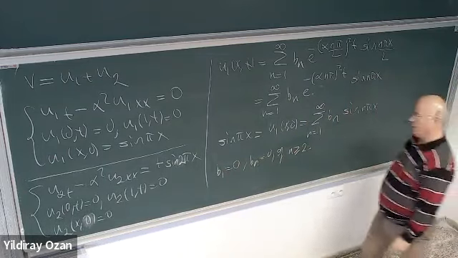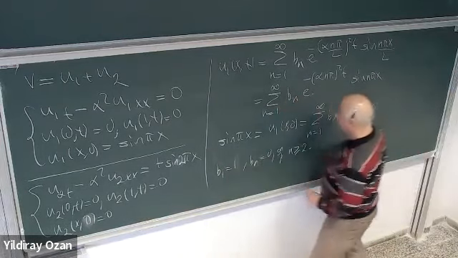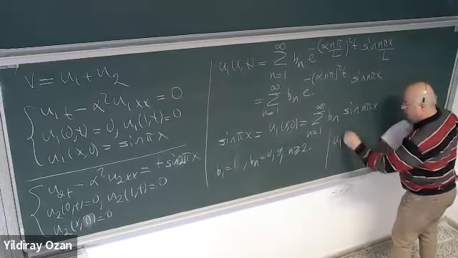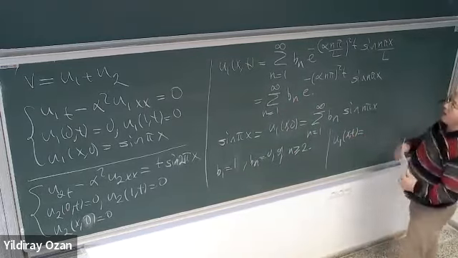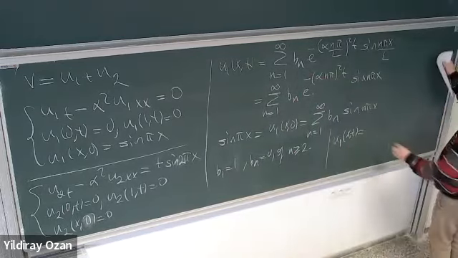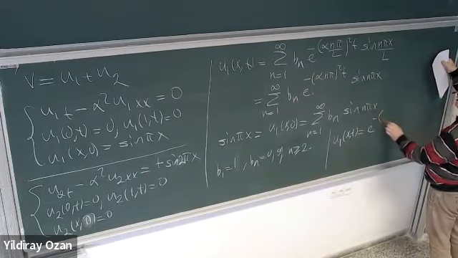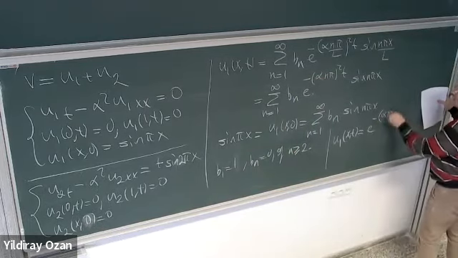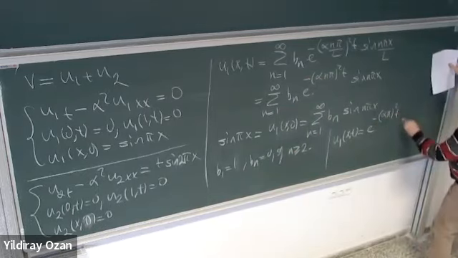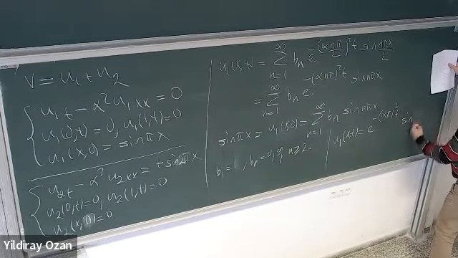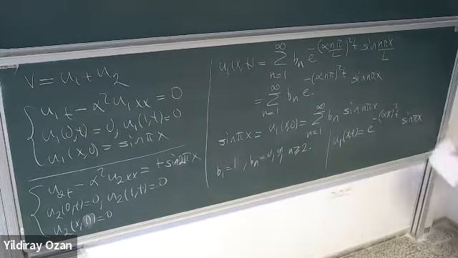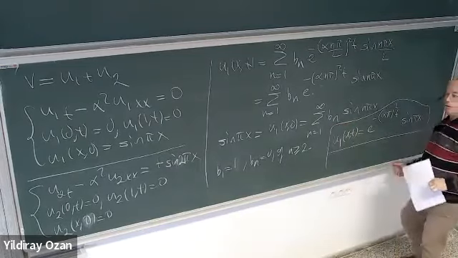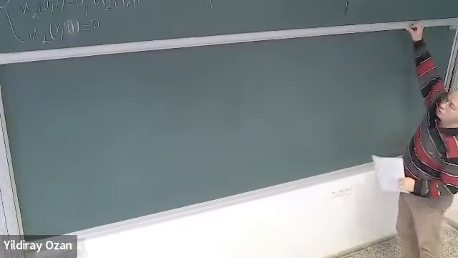Efendim? B1 equals 1. Okay. So U1(x,t) is just what? I have only one term, the B1 term, so it is just e to the power minus alpha, n equals 1, so alpha times pi squared t, sine pi x. So U1 is this, okay? U1 is just this. Now, we just need to determine U2.